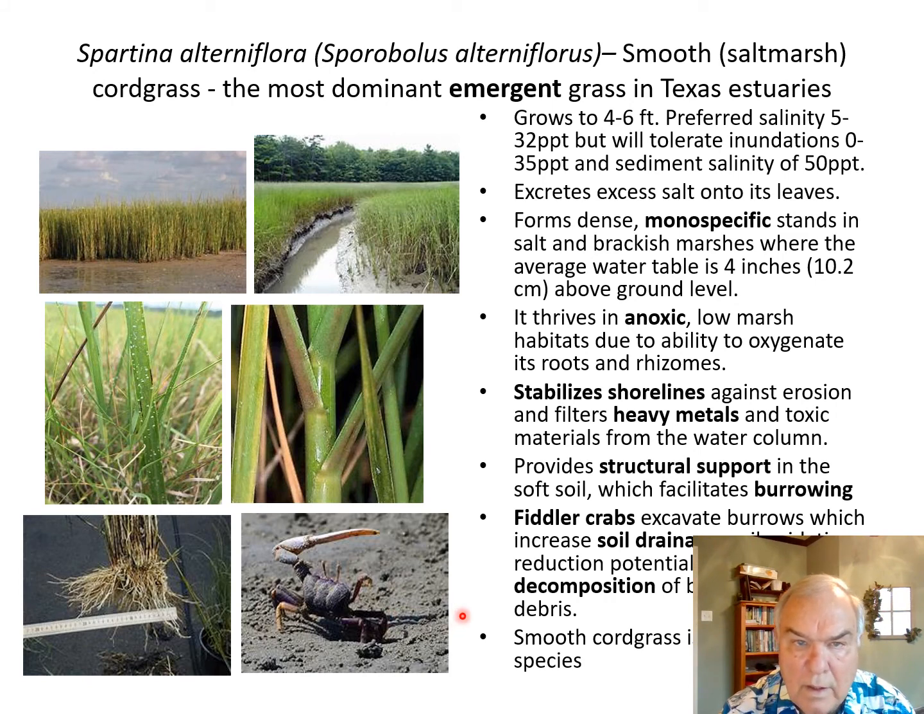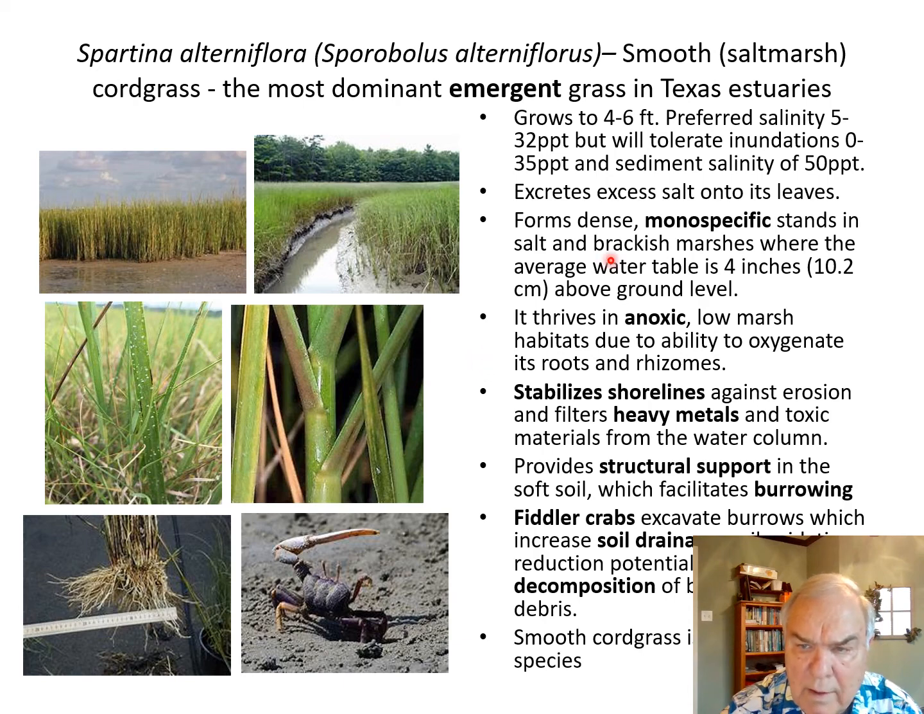Got a slide here talking about the most dominant emergent grass around Texas estuaries. It's critical as far as primary productivity and just the amount of organic matter that it produces. It again is tidally inundated, which provides both surface area for epiphytes, like we mentioned before, as well as shelter for really extremely small fish, crabs, and shrimp.